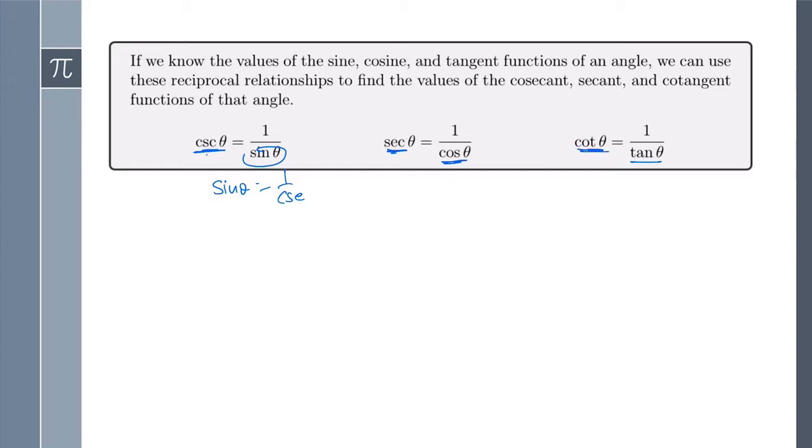So now if you know sine, then you can find cosecant, it's just the reciprocal. If you know cosine, then you can find secant. And if you know tangent, then you can find cotangent. So they are just the reciprocals. So basically, if you know two of them, then you can find all the others. We'll talk more about that later, okay?